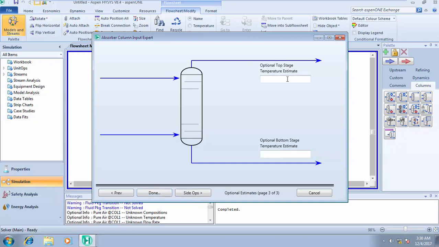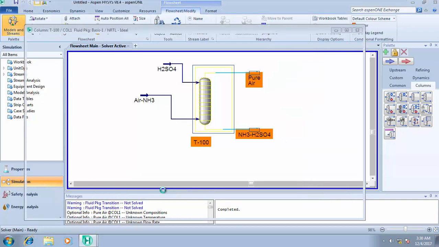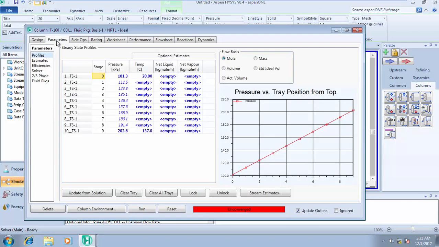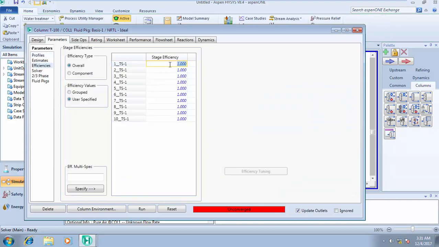Optional stage temperature and all of that. So the temperature of the H2SO4 coming in is about 19 degrees, so I can call this 20 or 19 as the case may be, and this is 136.5, or I can say 137, as the case may be. So I'll click on done. I'll go to spec. My degree of freedom is 0, so come to parameters and change my efficiency. I don't like using 1%, so I'll change it to 0.9, that is 90% tray efficiency.